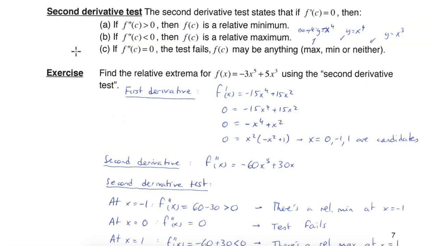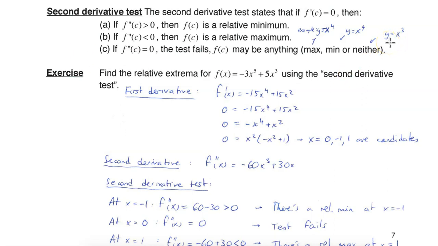If you plug in a value of x or c and the second derivative says that it's equal to 0, then the test fails. You cannot declare whether that point is a maximum or a minimum, or if it's neither. It could be any of them. In fact, here are examples.